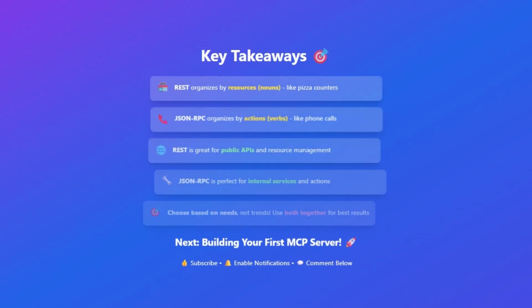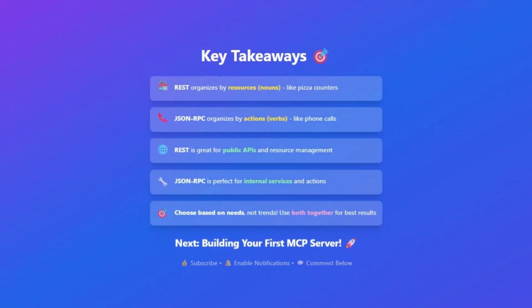So remember, REST organizes by resources, like visiting different pizza counters. JSON-RPC organizes by actions, like calling the kitchen directly. REST is great for public APIs and resource management. JSON-RPC is perfect for specific actions and internal services. Choose based on your needs, not trends.